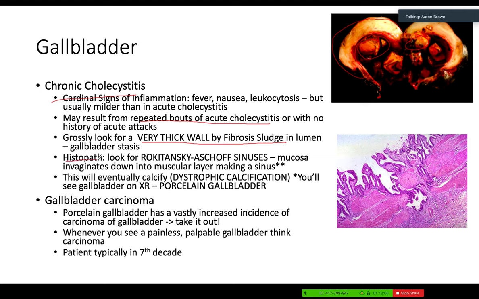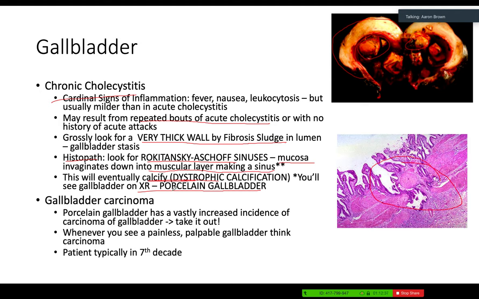And on histopathology, we can look for this very specific thing called a Rokitansky-Aschoff sinus. And that's what we see in this image here, this Rokitansky-Aschoff sinus with mucosa that invaginates into the muscular layer, making a sinus. Okay. This will eventually calcify. You can see a gallbladder on x-ray, called a porcelain gallbladder. Okay, it's just going to look like a bright white gallbladder on x-ray because of all the calcium there.